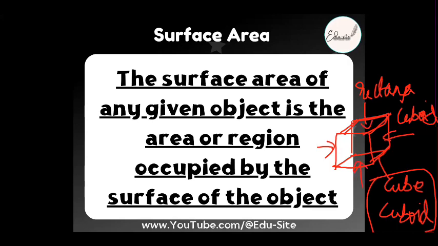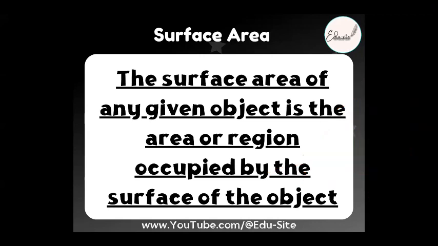Bases are two rectangles. So each one has a surface area, right? For example, to calculate the surface area for this rectangular prism or the cuboid, what you have to do is calculate the total areas of each surface. Areas of each surface. How we are going to do that, we'll see in the next slide.